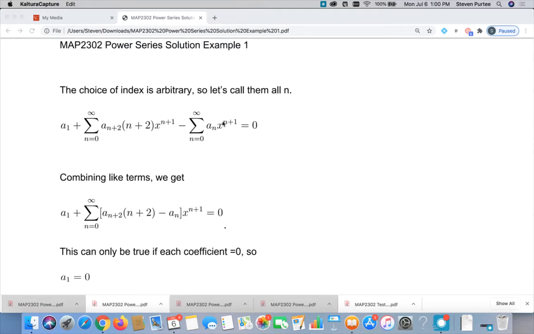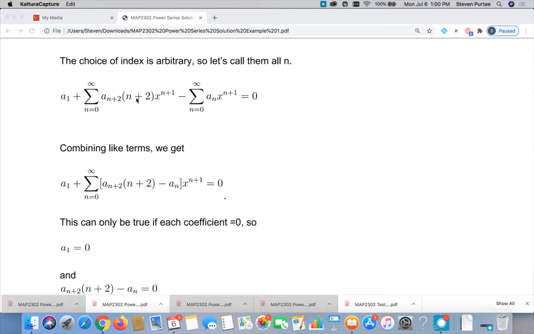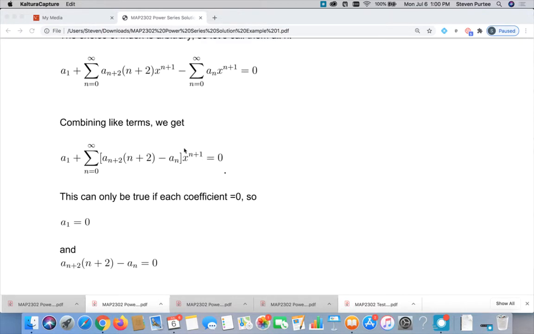Now that I've got the powers matched up and the starting points matched up, I can squish this together into one single sum. So I've just factored out the x to the n plus 1 and written this as one single sum. This can only be true. The only way an infinite sum, a power series, can equal 0 for every possible value of x is if every single coefficient is 0. Not the a1, we broke him off. All of these must be 0.